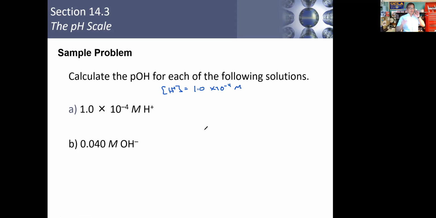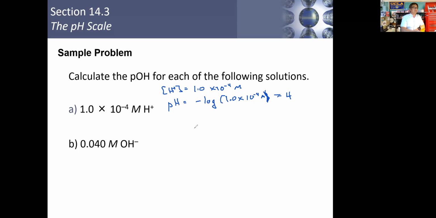Now, what we can do here is find the pH, which is going to be the negative log of the hydrogen ion concentration, 1.0 times 10 to the minus 4 molar, which gives us a value of 4. That's going to be our pH. And to find the pOH, remember the equation that I just introduced you to: pH plus pOH is equal to 14. To solve for the pOH, let's plug this in. The math ends up being ridiculously simple here.